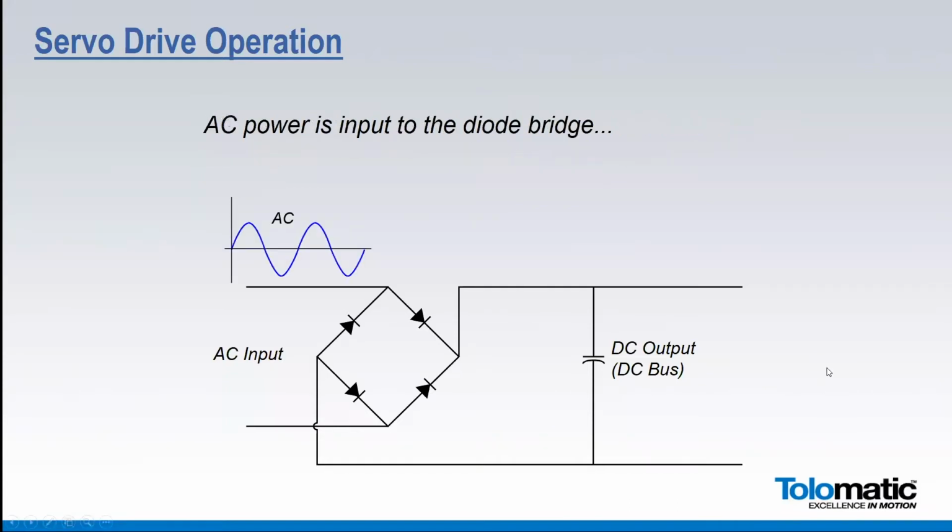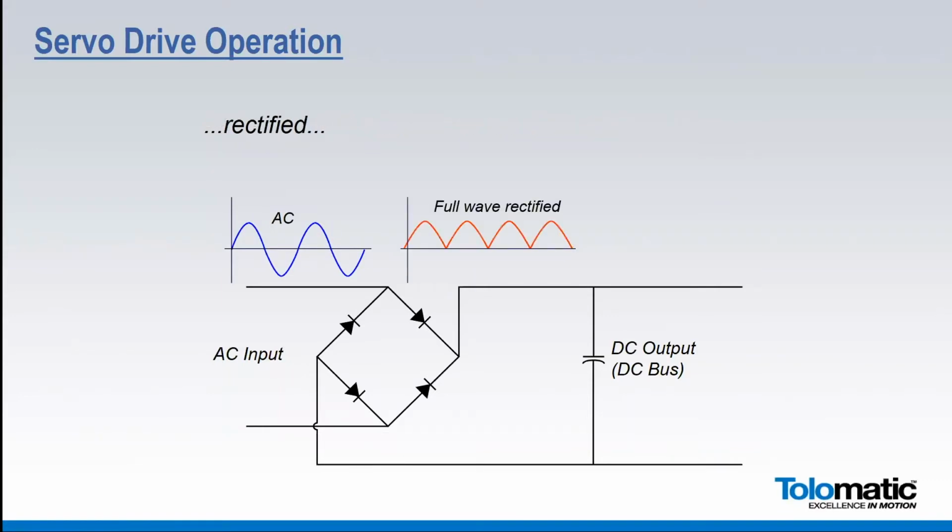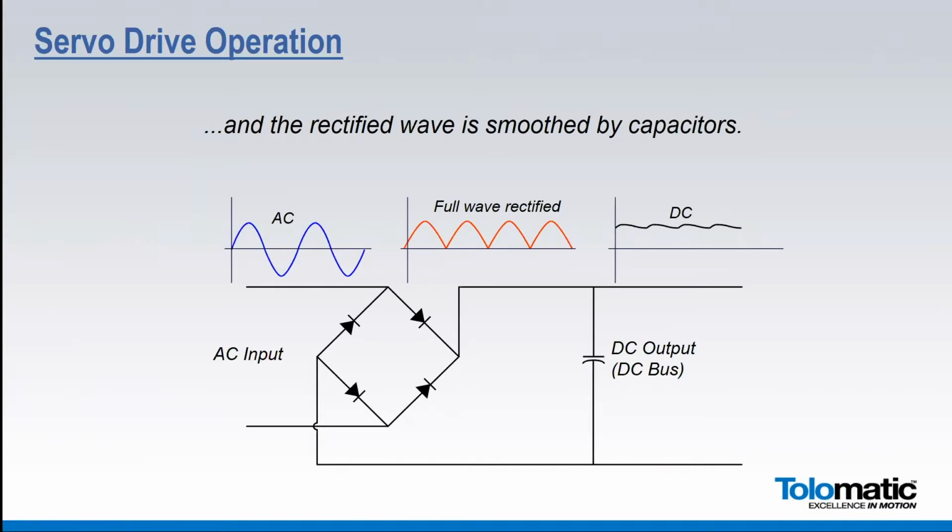The power supply is quite a simple device. It takes the AC, either 230 or 460 volt AC, and it goes through a bridge rectifier where it's full wave rectified like that. Then it goes across a set of large DC bus capacitors, and those capacitors smooth out the signal to give you a DC voltage. When people talk about the DC bus, that's really what they're talking about: the output of the power supply. So that's what the power supply for a servo drive looks like, and that's what it does.